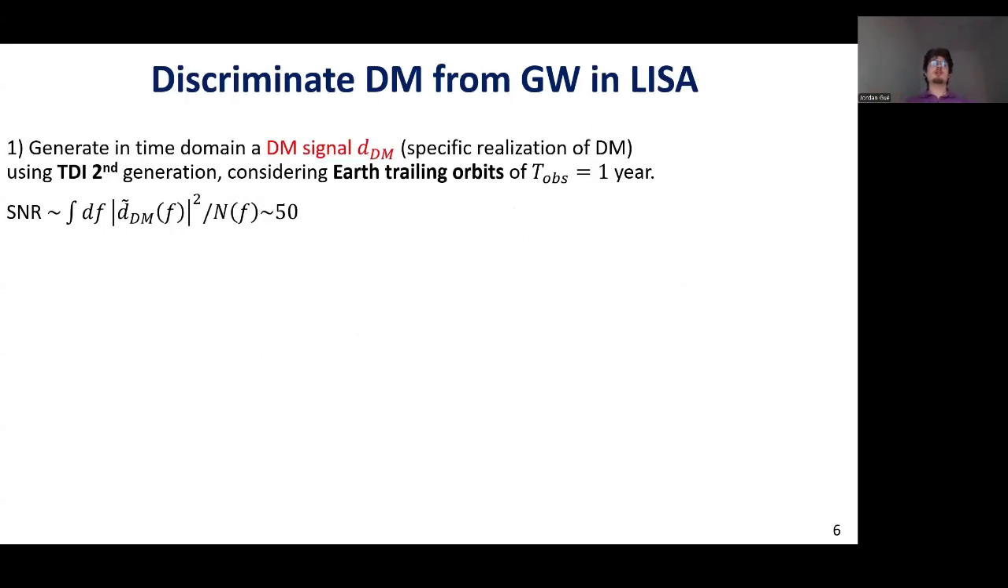And so to do it, what we do is to see if LISA is able to discriminate the two signals. So the first step is to generate in time domain a dark matter signal, DDM, with of course a specific realization of the dark matter parameters, using TDI second generation, and also of course using realistic orbits of the spacecraft. So in our case, Earth-trailing orbits, and a substantial amount of time. So in our case, 1 year, so one full orbit. So for this signal, the SNR is around 50, so the signal is well above the noise.